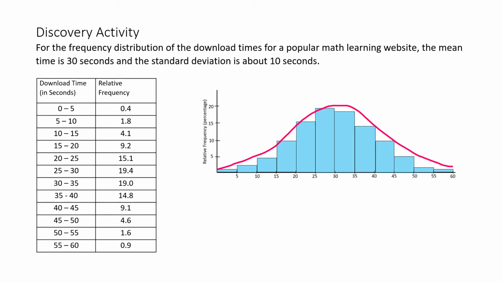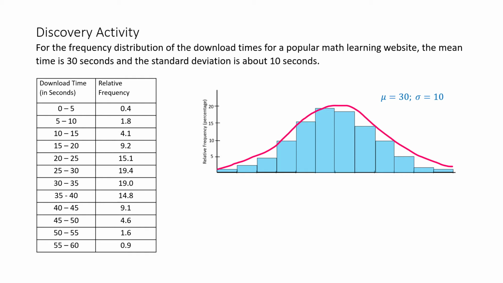Discovery activity will continue with, for the frequency distribution of the download times for a popular math learning website, the mean time is 30 seconds and the standard deviation is about 10 seconds. Let's write that out. Mu is 30, sigma is 10. Looking at this histogram, note that at the mean we have 30, and then we expand or get smaller by units of 5 seconds.